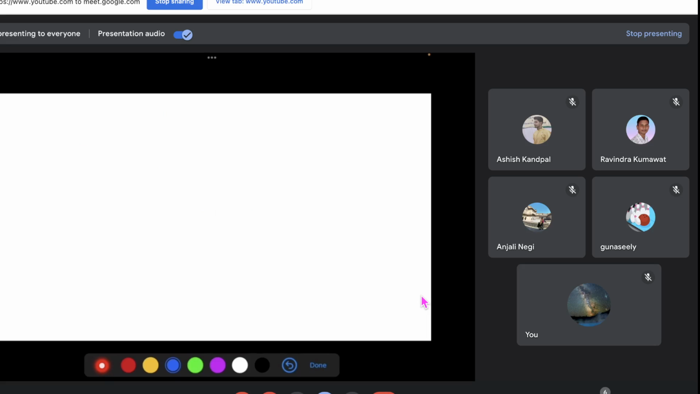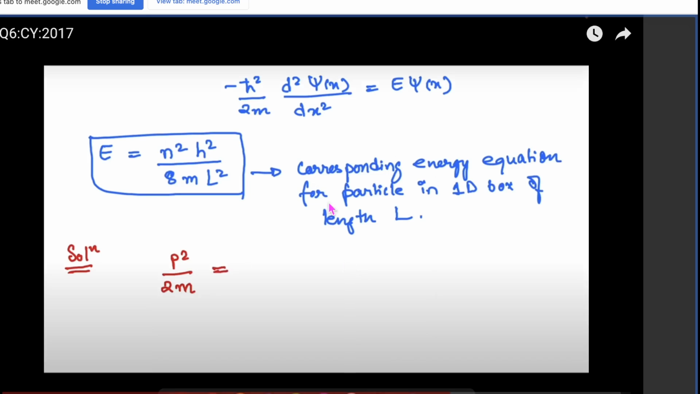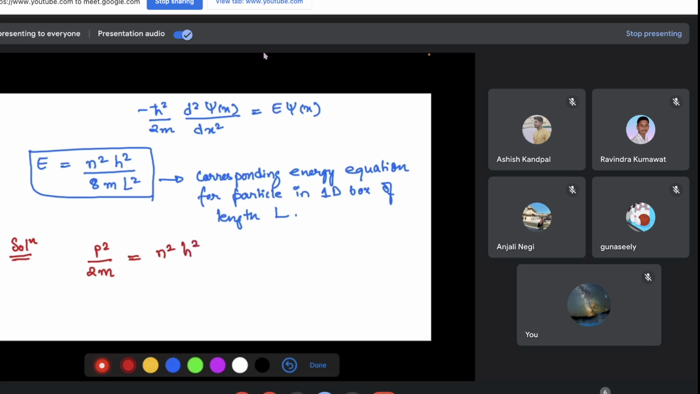So from here, if I solve my question, I can also write my energy as P square upon 2m. It is supposed to be the sum of kinetic energy plus potential, but potential here is 0. So I can just write my energy is equal to the kinetic energy, which is P square by 2m, where P is the momentum and m is the mass of the particle. So I can write it as this. So this will be, well, n is my principal quantum number.